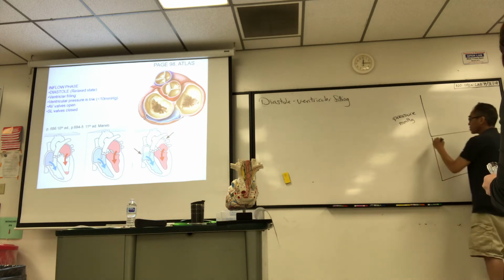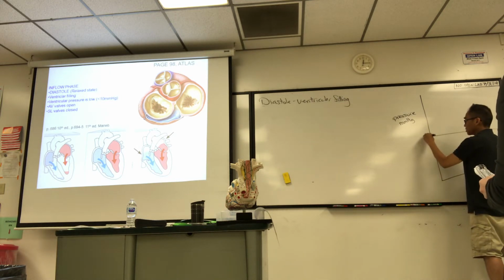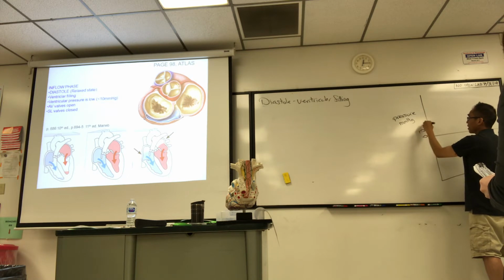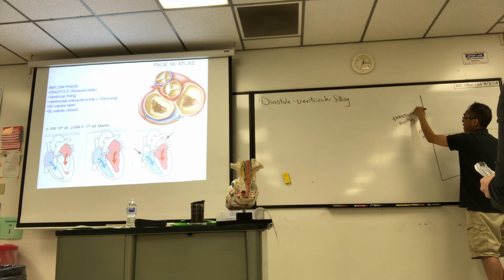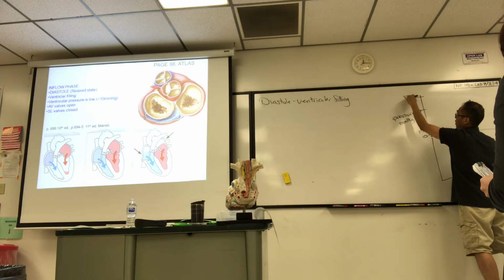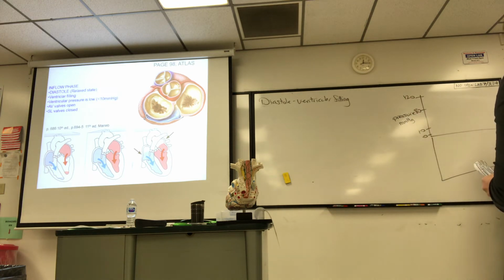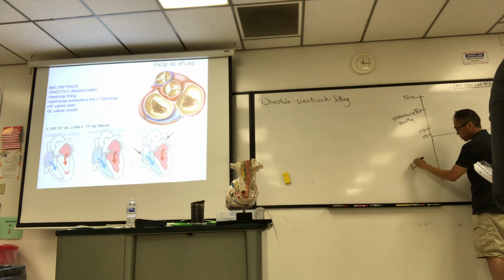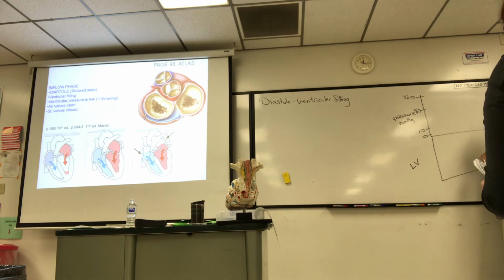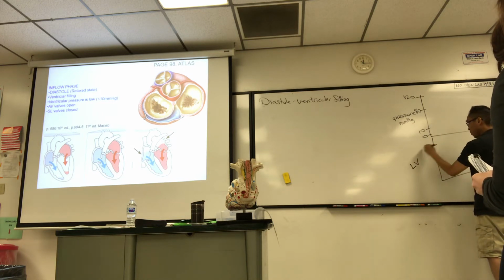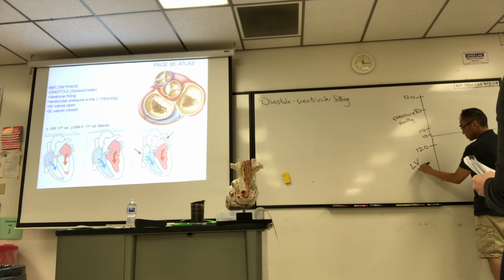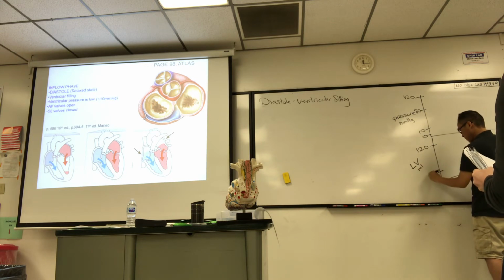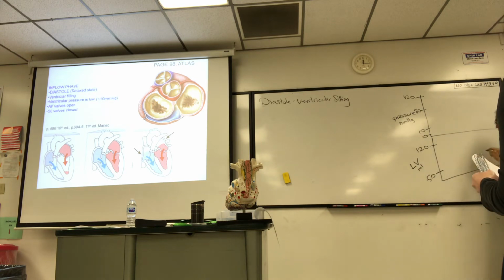So let me give you some numbers. How about 0, 10, 80, 120? All in millimeters of mercury. But let's also keep track of the blood volume of the left ventricle, since we're paying attention to the left heart. Let's go 120 mLs, down to 50 mLs. I'm trying to stick with the textbook numbers. And this is over time.